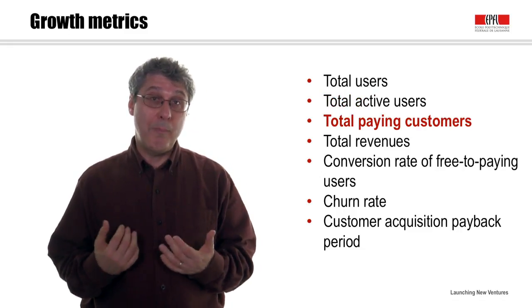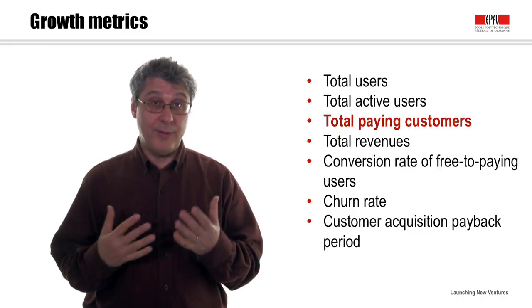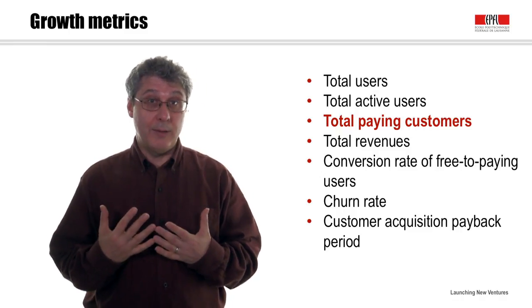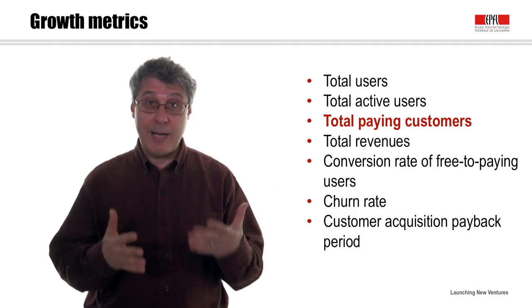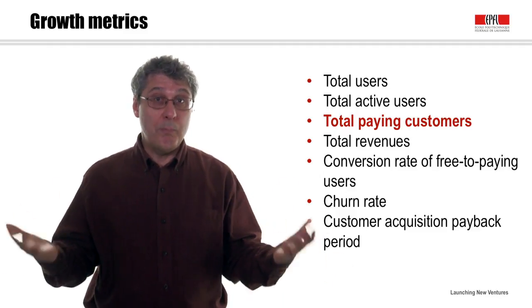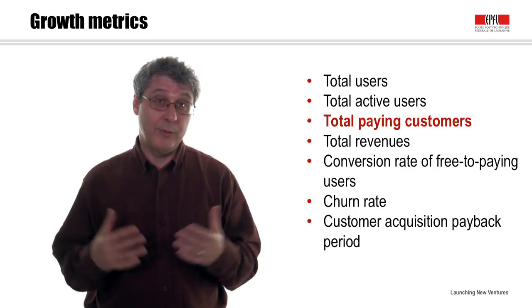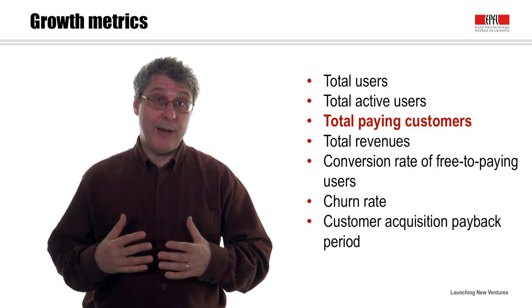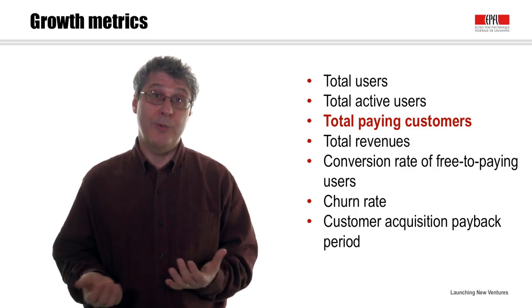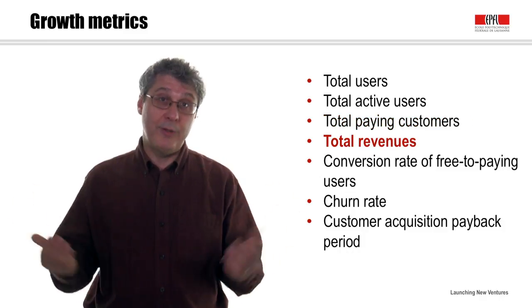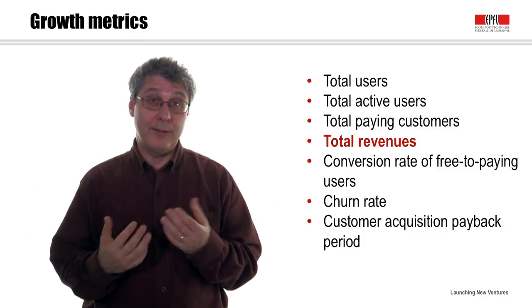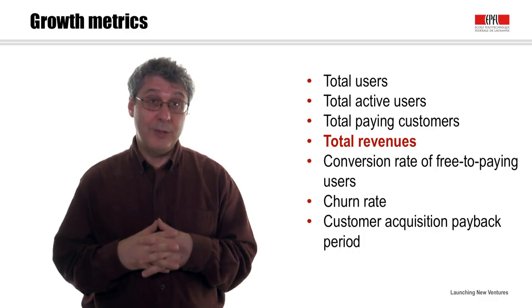Okay, then we have total paying customers. So here we have to think about the business model a little bit. Who are your customers? Who are the users? They may not be the same people. Who is paying for the service that you're offering or the product? In which case you want to track how many paying customers do you have. Total revenues, that's pretty obvious. We talked about that a lot in the last module.